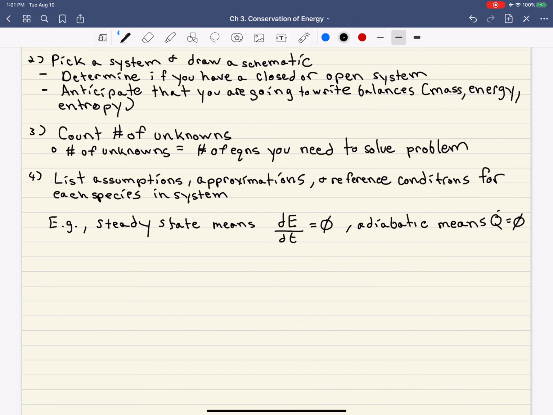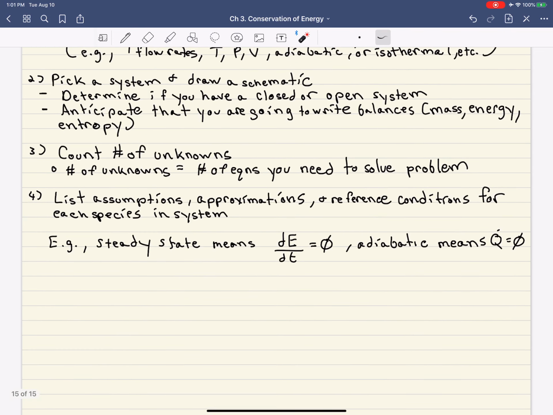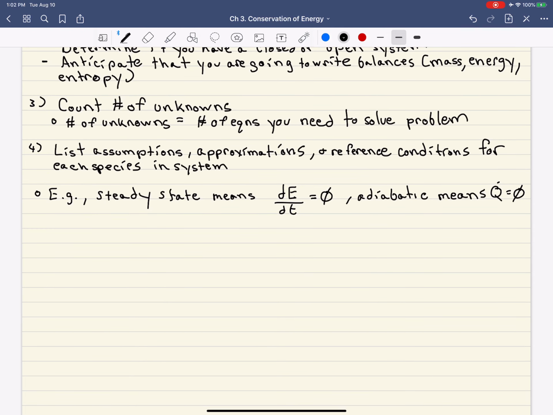All right, and so step 4 is intimately tied to step 1, where you have to figure out what are the qualities of my system and how can I translate those qualities into math. That's why it's very important to systematically list out your assumptions, so that you know how you could actually simplify the math in your balances. And so that's it with regards to the assumptions.